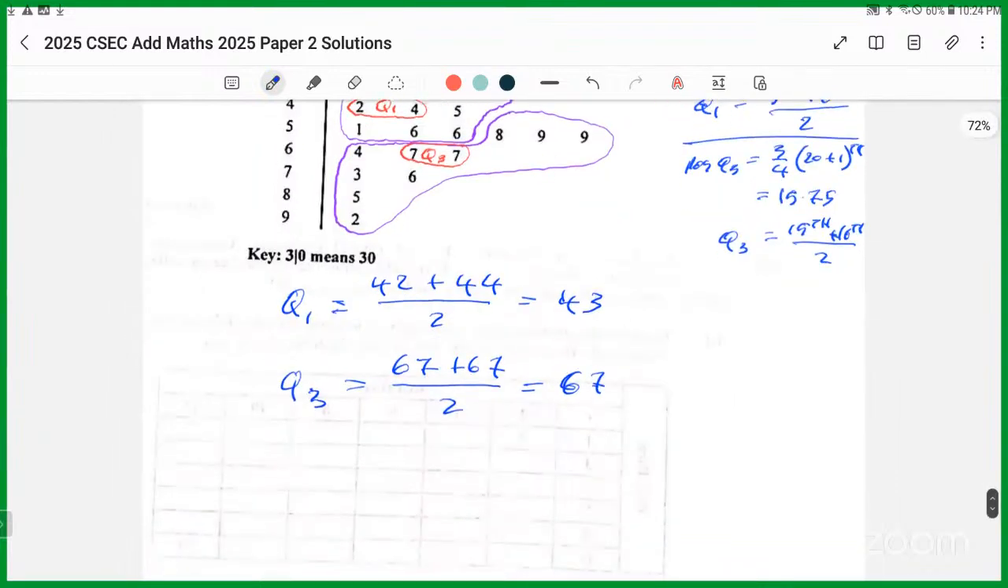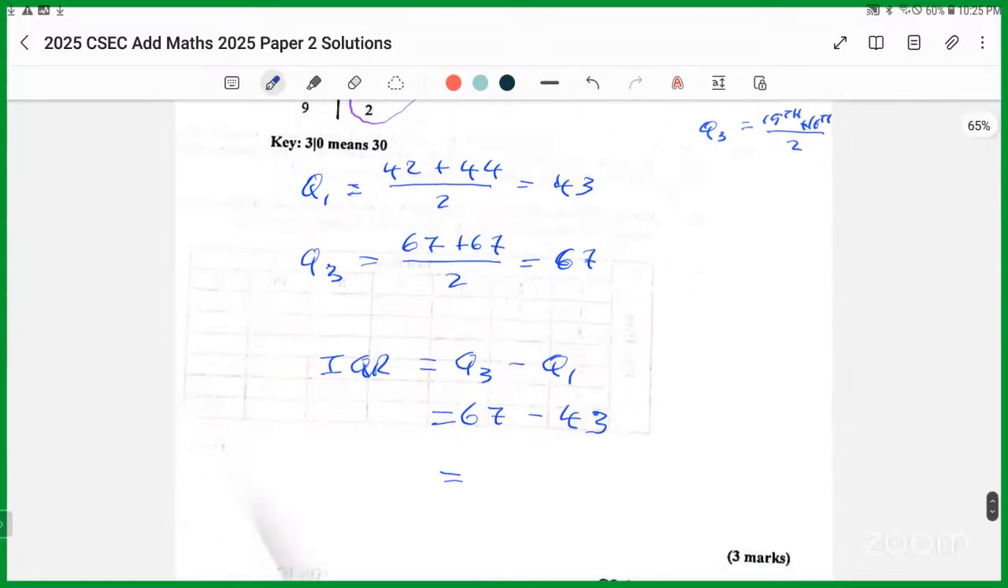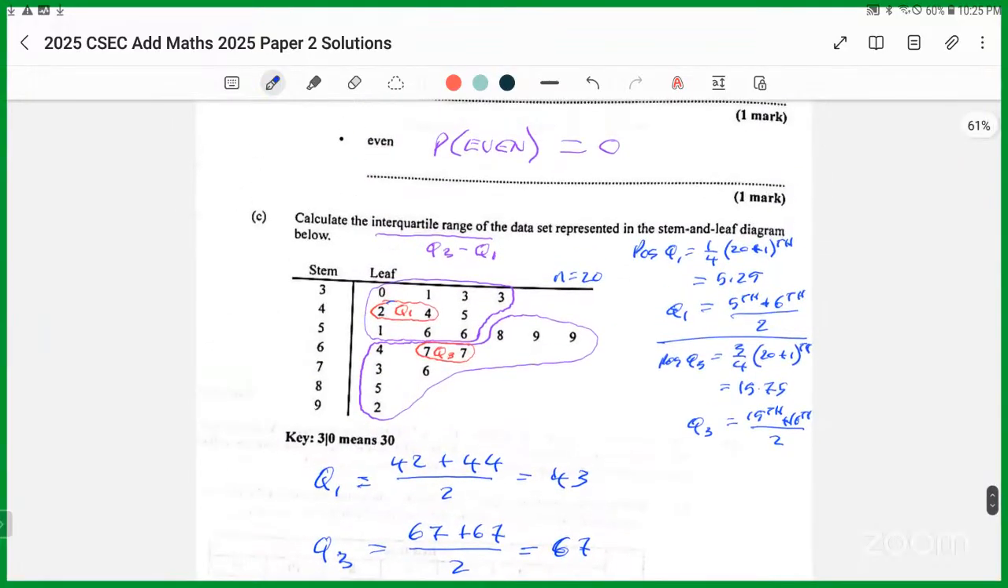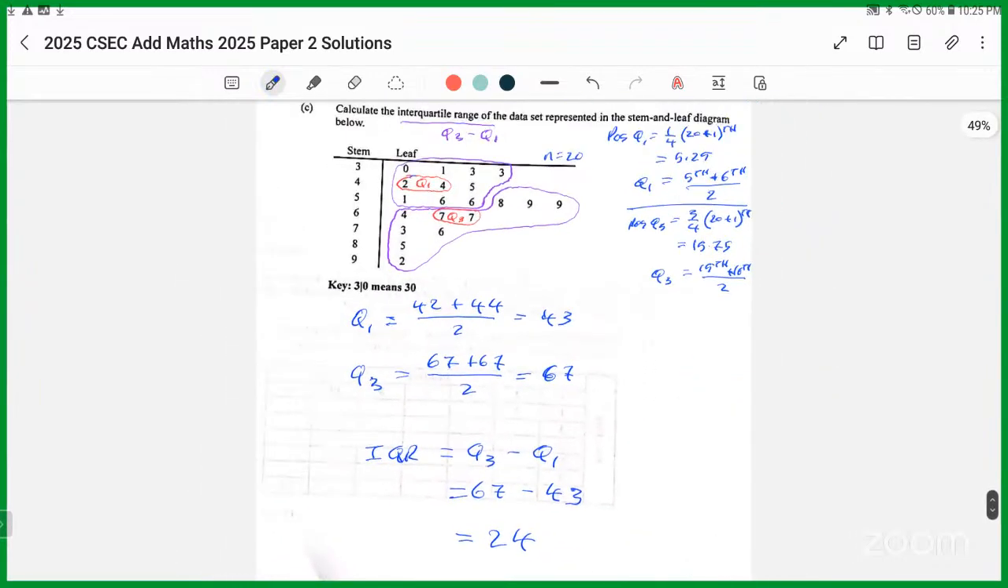Therefore, the interquartile range is Q3 minus Q1, 67 minus 43, which works out to be 24. I didn't give any unit of measure. It was centimeters. Whatever unit of measure the data was in, that's what we have to use, but I didn't give anything. That is it, 24. All right, gone fast.